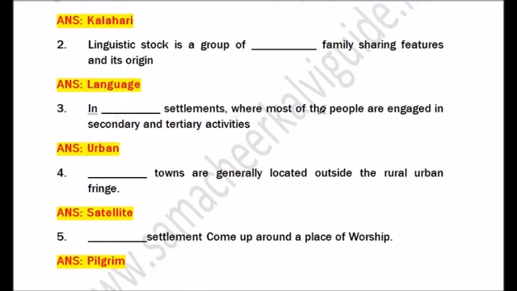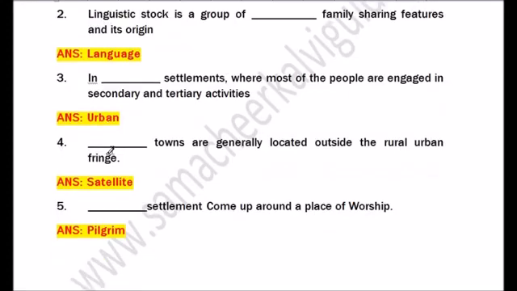Moving to question number 3. In dash settlements, most of the people are engaged in secondary and tertiary activities. Answer is urban, U-R-B-A-N. In urban settlements, most of the people are engaged in secondary and tertiary activities.